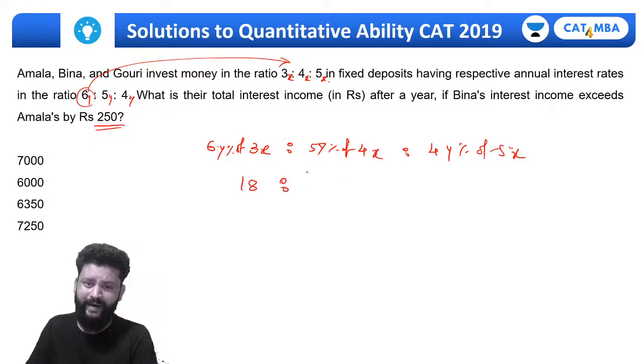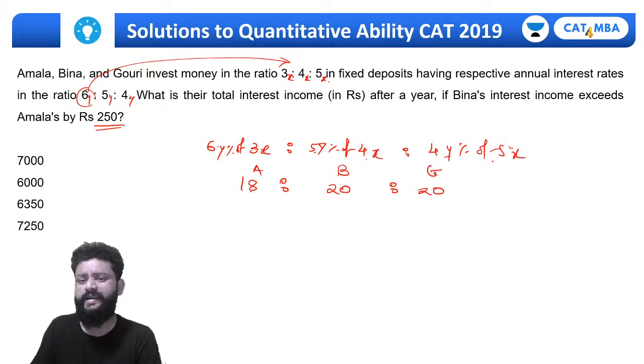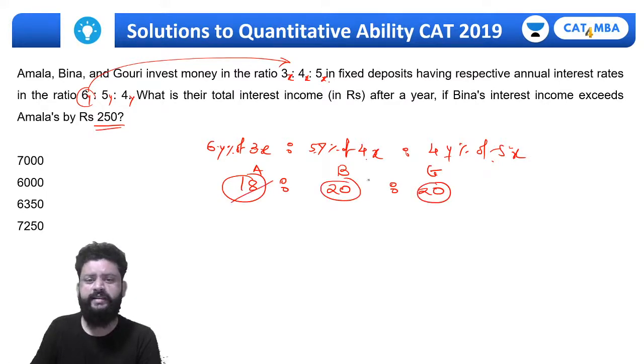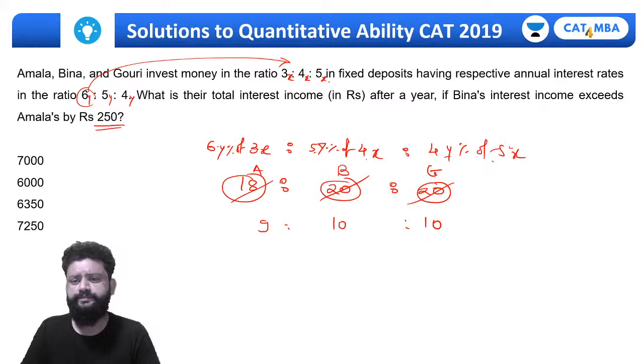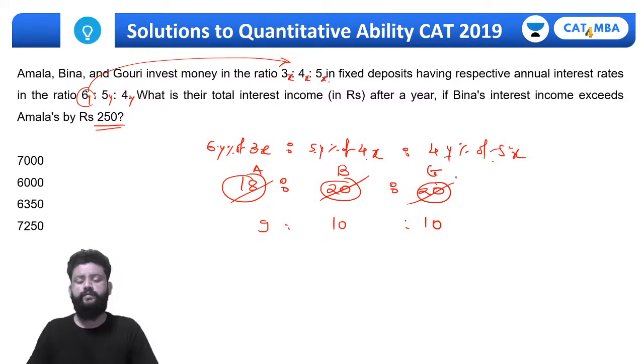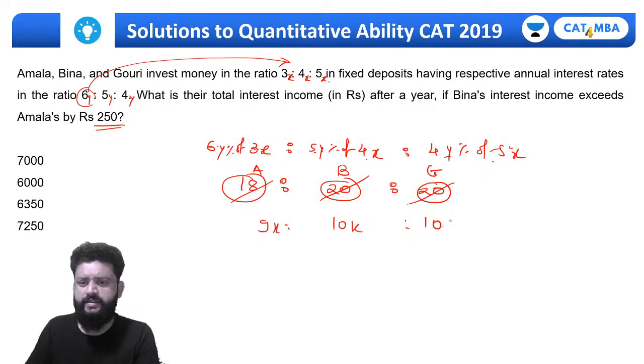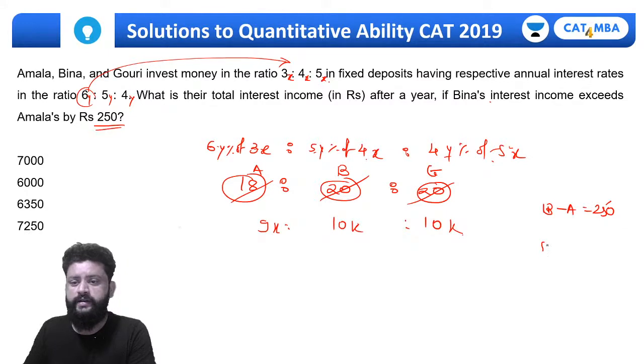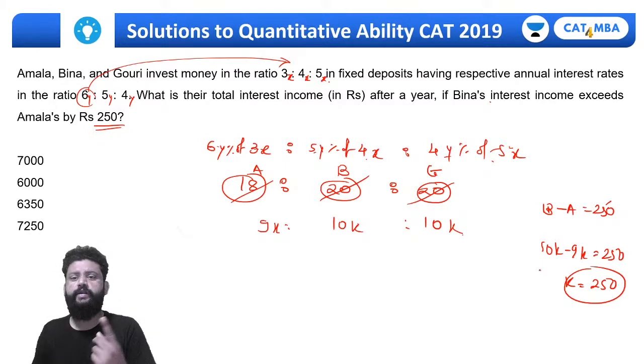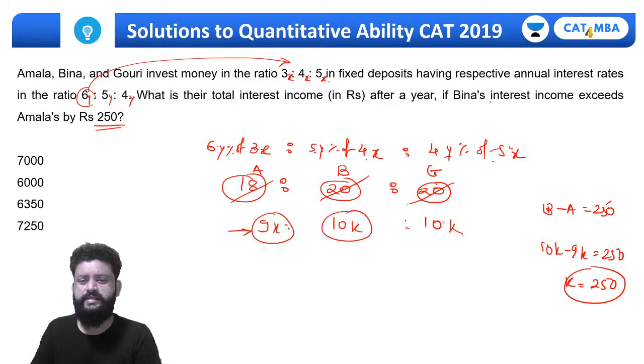Anyways, if I want to take the ratio, what I can do is 5 into 4 is 20, and this is 4 into 5 is 20. That simply means A, B and G के जो interest rates हैं उनका ratio होगा 18:20:20. Nothing but 9:10:10. 10 लिखने की जरूरत ही नहीं है यहाँ पे बिल्कुल. Okay, so if this is 9k, this is 10k, this will be 10k. We know the difference between B and A is 250. That simply means 10k minus 9k is 250. K must be 250. Now what we are supposed to calculate is the total interest. What's the total of 9k plus 10k plus 10k? 29k is the total amount.